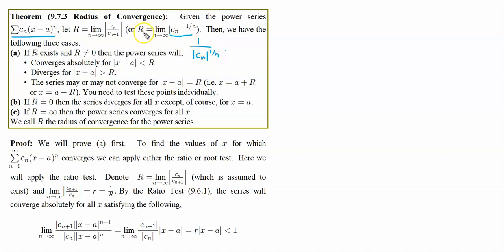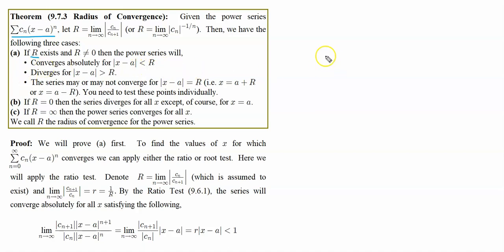This is what R would be if in our previous discussion we had developed our interval of convergence using the nth root test. Okay, then we have the following three cases. If the R exists and it does not equal 0, then the power series will converge absolutely for absolute value x minus a less than r.